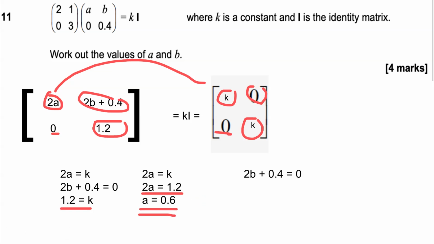That's the first one. Next one, 2B plus 0.4 equals 0. So put 0.4 to the other side to get negative 0.4, and divide both sides by 2 to get negative 0.2 as the final answer for B.